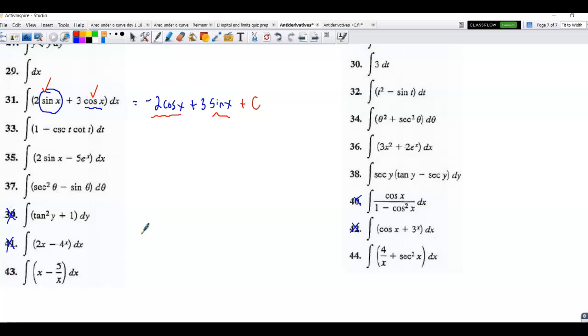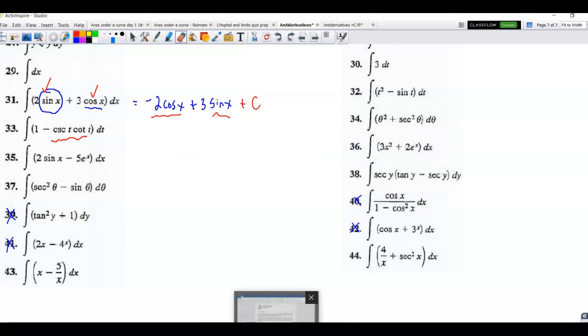Number 33, I have a multiplication right here. That's not just a coefficient, so let's clean that up a little bit, and then let's rewrite that as 1 minus, cosecant is 1 over sine x, and cotangent is cosine x over sine x. And so that's going to give me, so actually in looking back at this, you probably caught this before I did. I did not need to do a rewrite. I just wasn't thinking very clearly.